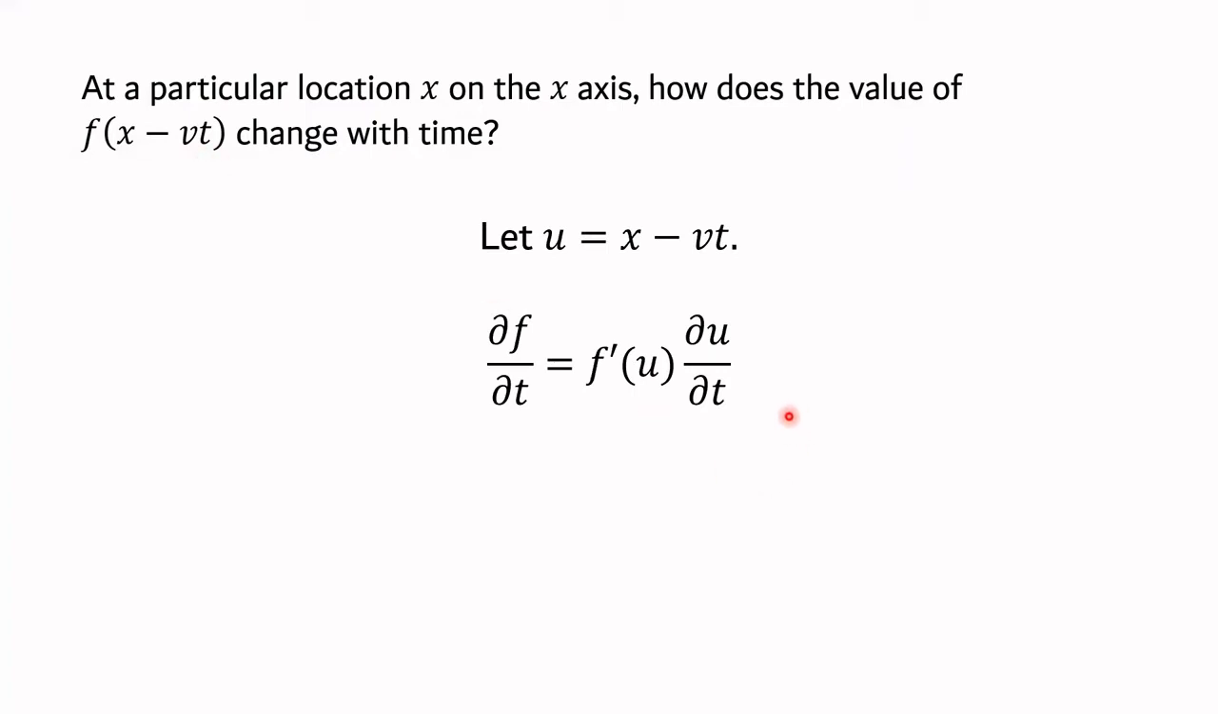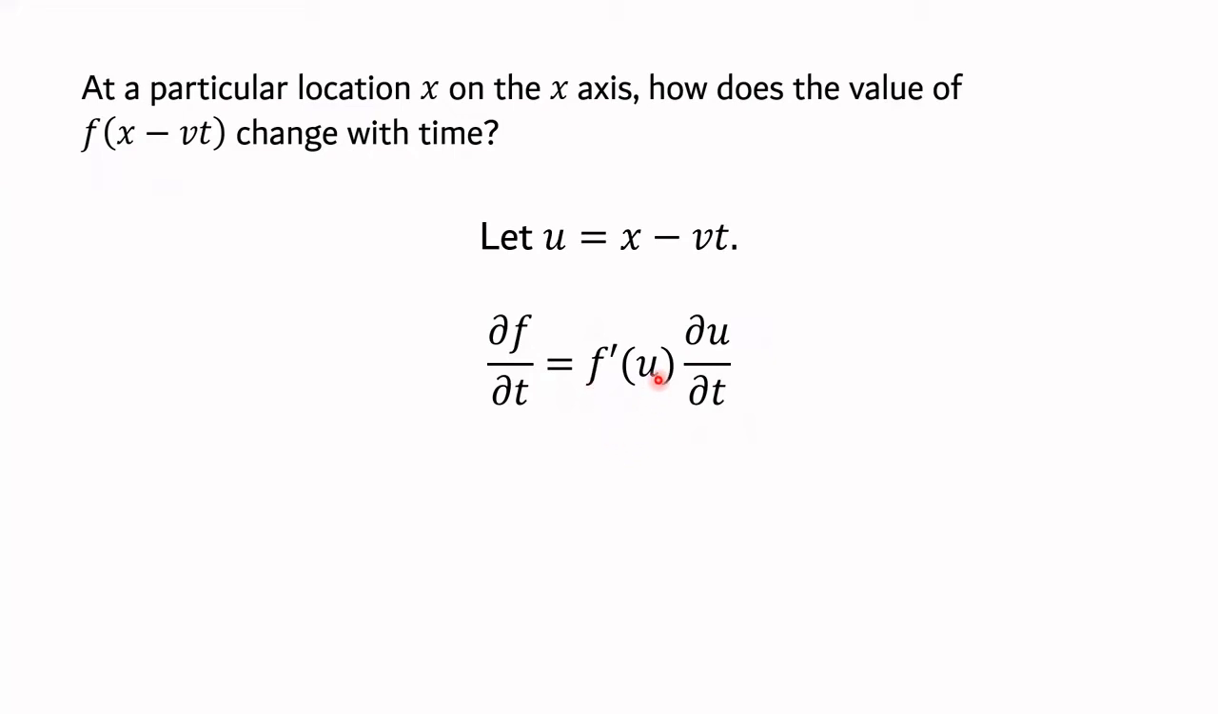Let's work backwards. If t changes, u changes, right? Changing t changes this entire number, x minus vt. And if you change the entire number that you plugged into f, then obviously you're going to change the output of f. So any changes in t kind of propagate backwards to a change in f. If you change t, then u changes, and if you change u, f changes. So this primed notation really just means df du. It's the change in f compared to the change in u.